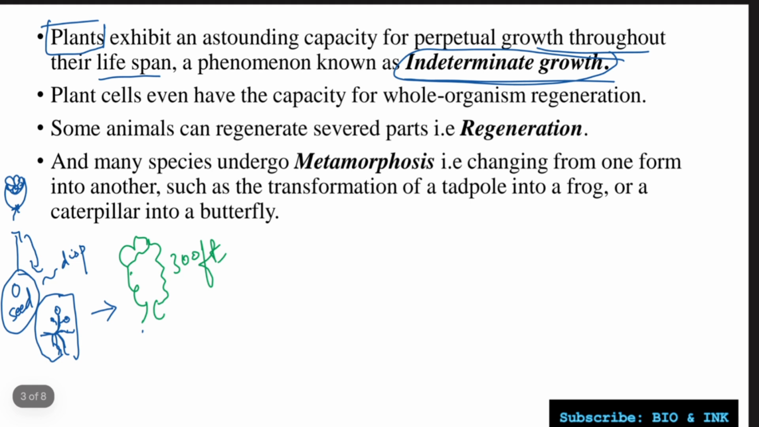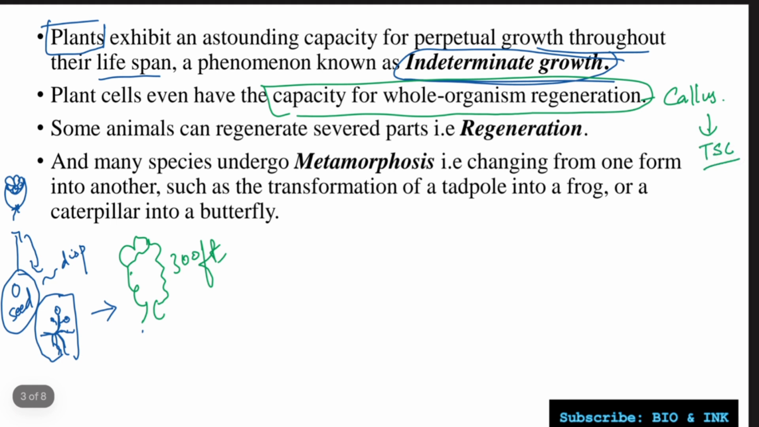So these plants have the capacity for whole organism regeneration, as we have seen in callus. We all know what callus is. It's a mass that is undifferentiated and helps in forming different cells. Now these are mostly considered totipotent stem cells. Now, when it comes to regeneration, there are several animals that we consider for regeneration, like planaria.